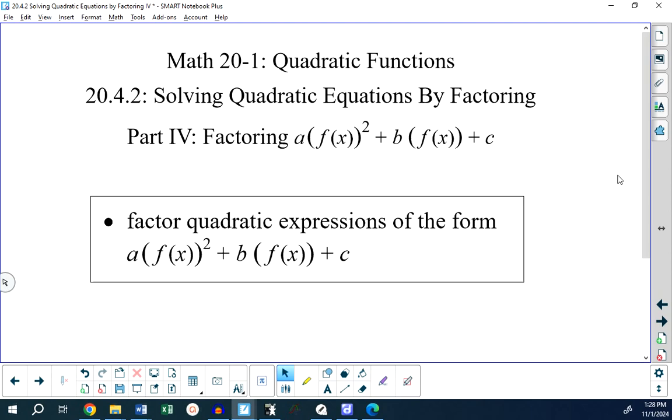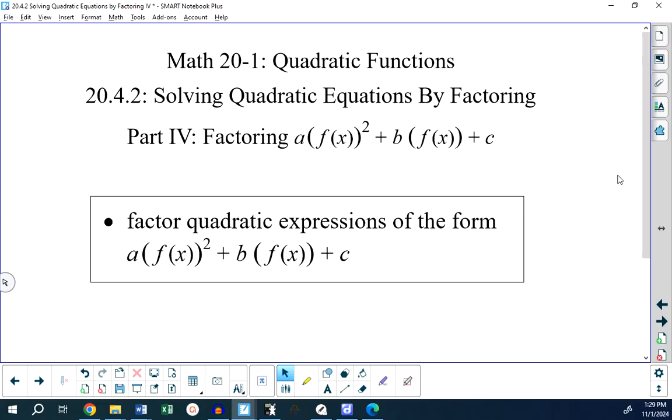So this lesson is called Part 4 of Factoring or Solving Quadratic Equations by Factoring, even though, and you'll note this, we're not solving any equations here. We're simply factoring. We're factoring things that look like a times something squared, a function of x, plus b times that function not squared, plus c.